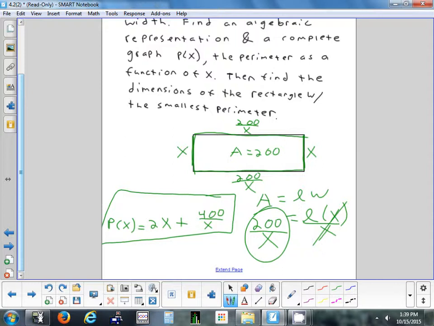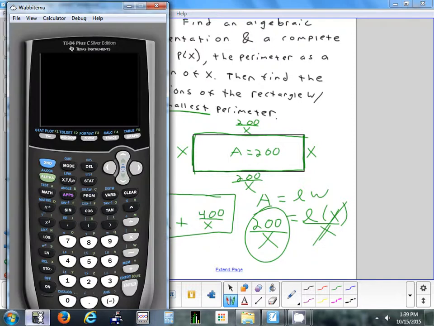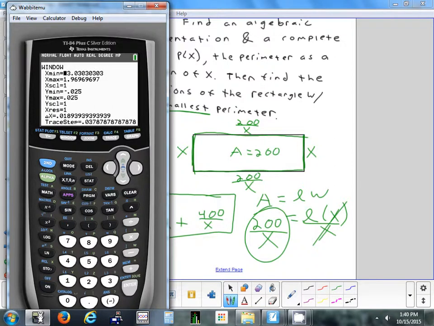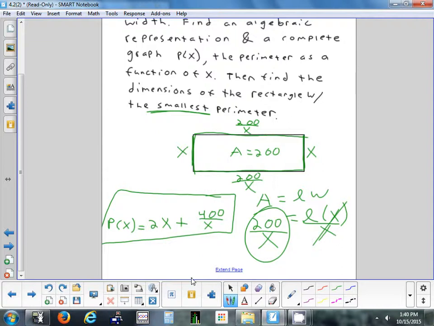Now we're going to graph it, and we're looking for the smallest perimeter. So let's just graph it and see what it looks like. Y equals 2x plus 400 over x. I would probably put parentheses around that. You need a pretty big window, because think about when x is 1. You get 2 plus 400 divided by 1, you're at 402.